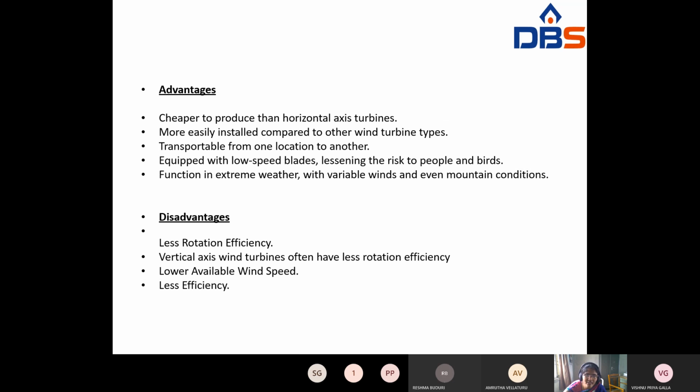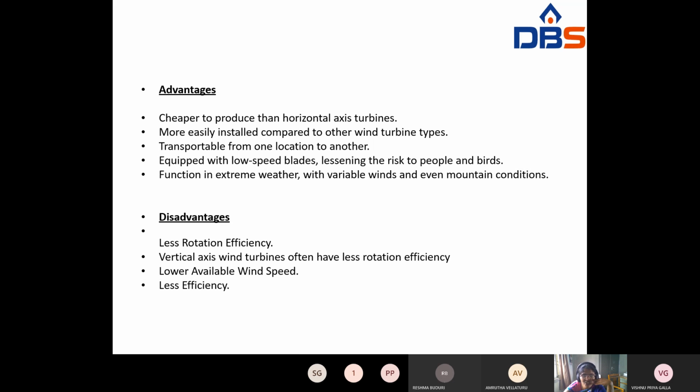Advantages: cheaper, the cost is cheap compared to horizontal axis, more easily installed, and transportable from one location to another. Transporting a vertical axis wind turbine is also easy. Equipped with low speed blades, so the speed will be low. Low risk to people and birds. They function in extreme weather and high wind speeds, even mountain conditions. In any place, in any weather, it can work.